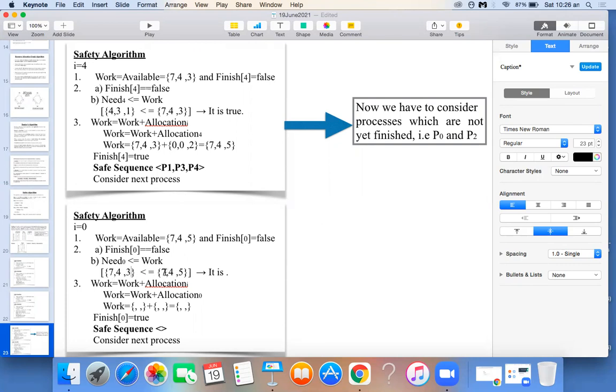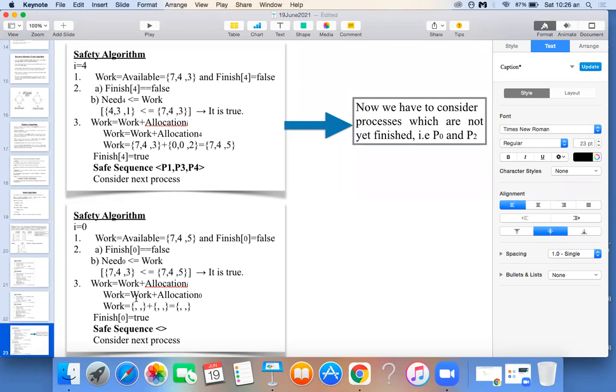7 is equal to 7. 4 is equal to 4. 3 is less than 5. True or false? True. Write that one. So is it clear? Okay. So initially the process P0 was not executed. Now it is going to execute. Am I clear with this?